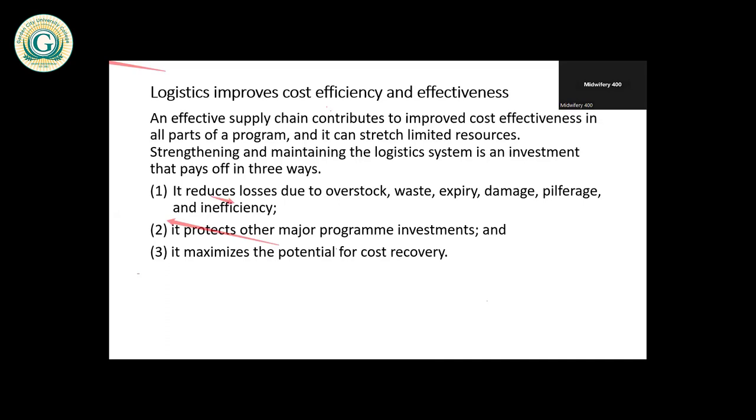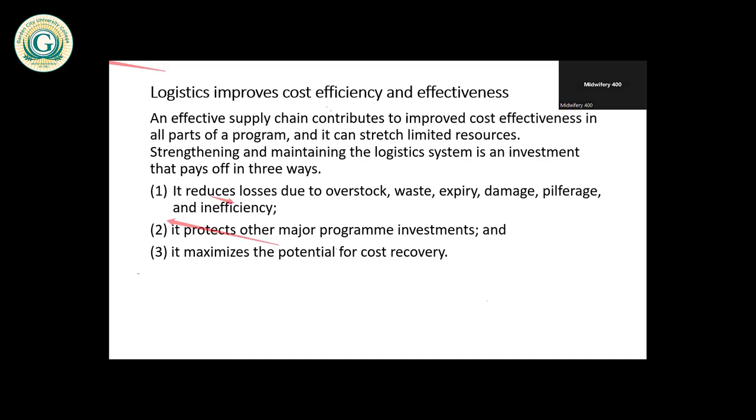How do we avoid waste? Because when we overstock, the possibility of some of the items expiring or getting damaged is very high. And then expiring, because most of the items that we overstock, they expire when we are unable to use them. And then damages and then pilferage, which is stealing. So in logistics or the supply chain, we use pilferage instead of saying stealing. And then the inefficiency. When we don't manage our stock well, it brings about some of these inefficiencies. And then the second point, that it protects other major programs' investments.